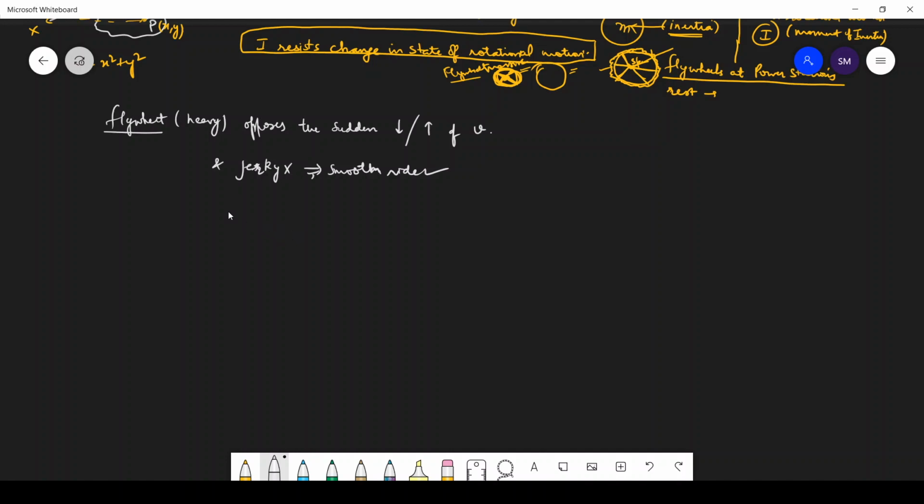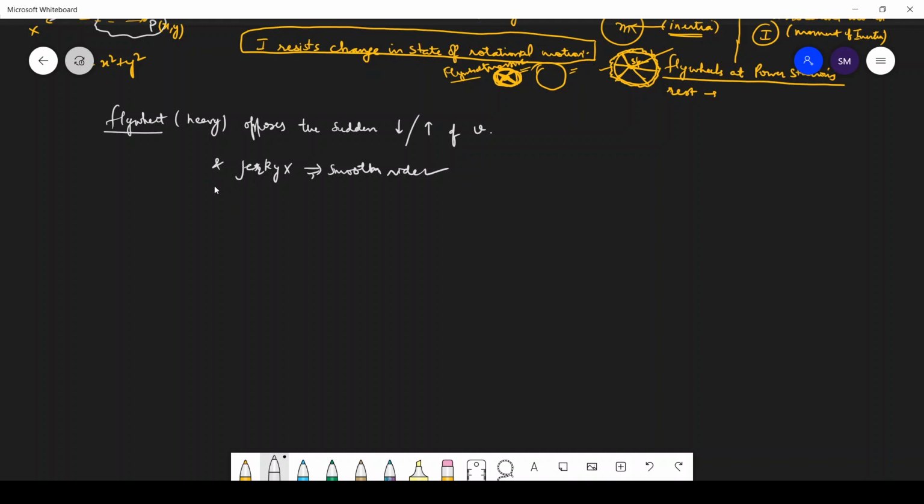Now in case of bicycle or bullock cart, the moment of inertia is increased by concentrating most of the mass at the rim of the wheel, that we have already discussed, and connecting the rim to the axle through the spokes. Even after we stop pedaling, the wheels of a bicycle continue to rotate for some time due to large moment of inertia.